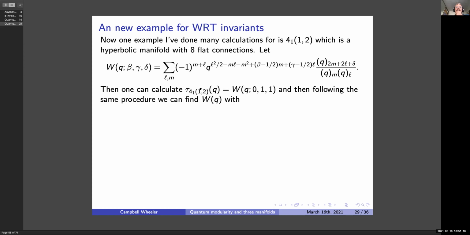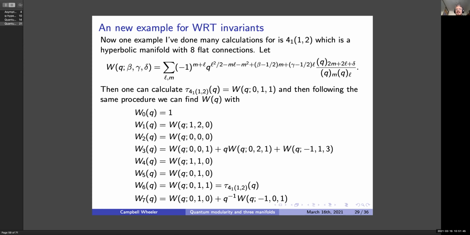And one can show, and this is where it came from originally, that the WRT invariant for half surgery on the figure 8 knot is given by a particular specialization of this function. So this is an integer homology sphere. It's hyperbolic, and it's closed.